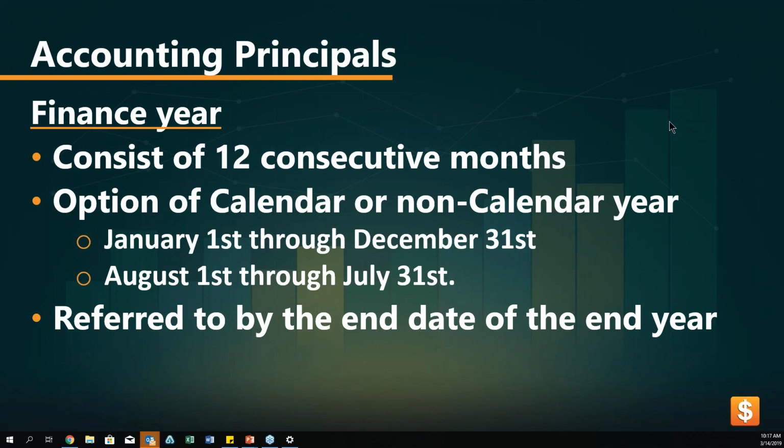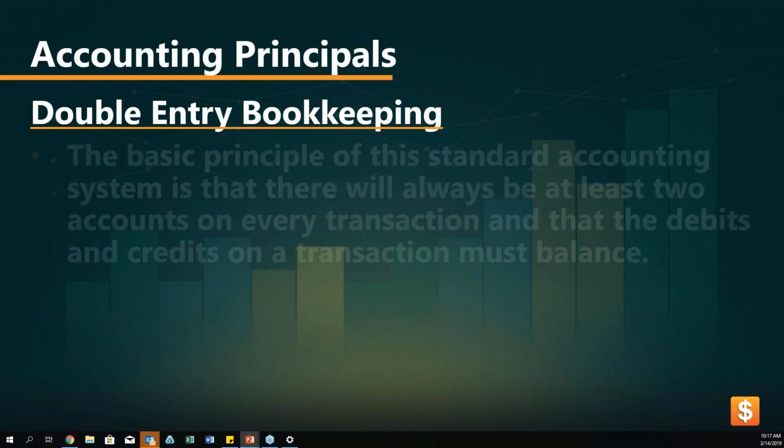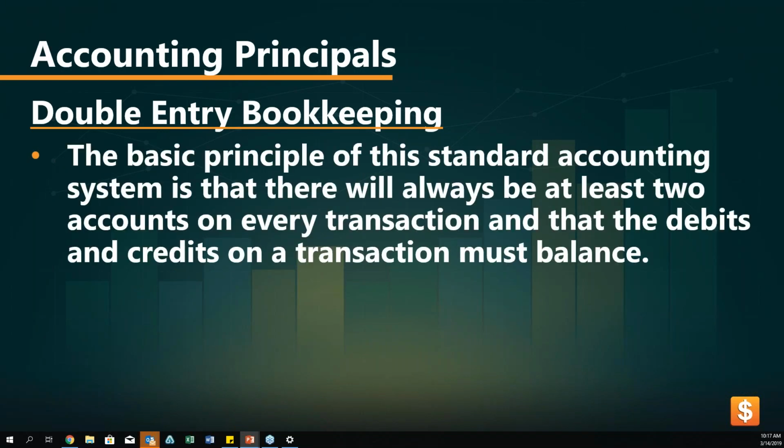Okay, so the finance year is referred to by the date of the last end of the year there. So this is double entry bookkeeping. The basic principle of this standard accounting system is that there will always be at least 2 accounts on every transaction, and that the debits and credits on the transactions must balance.